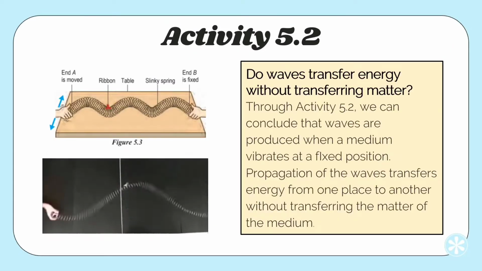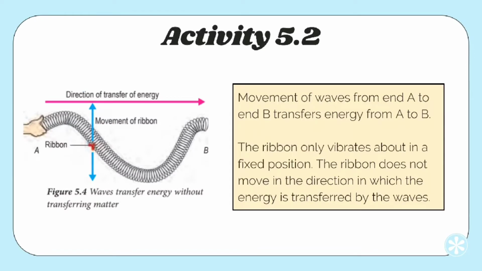Next, let us look at activity 5.2. Do waves transfer energy without transferring matter? Through activity 5.2, we can conclude that waves are produced when a medium vibrates at a fixed position. Propagation of the waves transfers energy from one place to another without transferring the matter of the medium. Movement of waves from NA to NB transfers energy from A to B. The ribbon only vibrates about a fixed position. The ribbon does not move in the direction in which the energy is transferred by the waves.